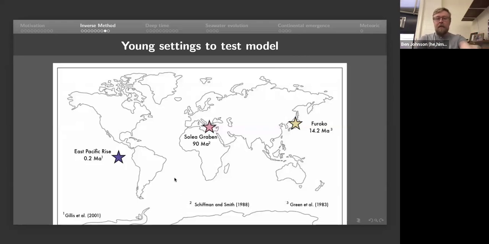And so we applied the inversion to a few sections of Phanerozoic altered oceanic crust: a section from the East Pacific Rise, a back arc basin set of drill cores from the Furoku area in the Sea of Japan, and the Solia Graben, which is Cretaceous ophiolite on Cyprus.